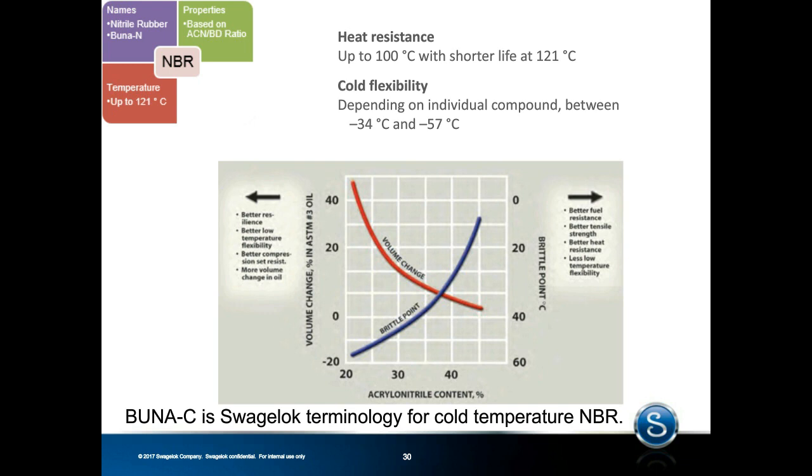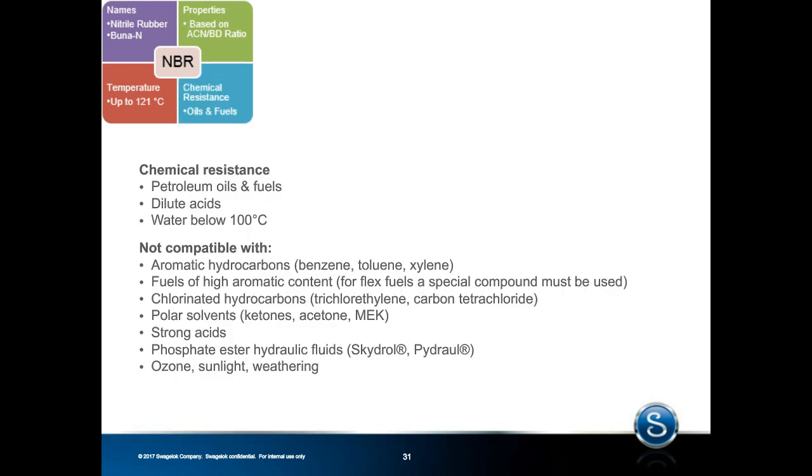So again, with nitrile rubber, it's very important to understand specifically what O-ring compound is being used for your seal material, so you understand chemical resistance and the temperature range which that compound can successfully make a seal. If we look at chemical resistance, these materials are particularly useful when you're trying to seal in systems containing petroleum oils and fluids, dilute acids, and water below 100 degrees C.